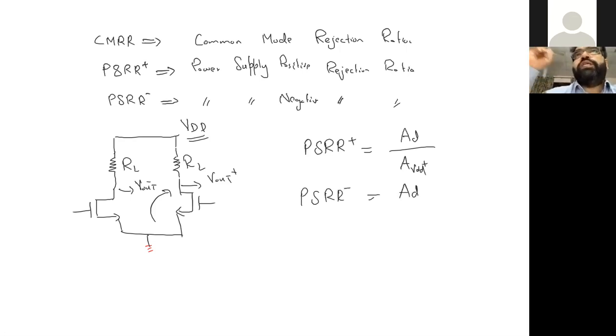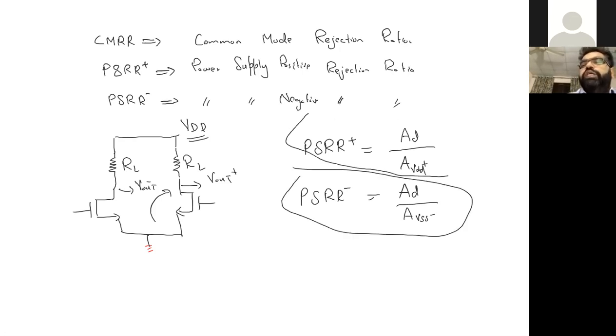अगेन डिफरेंशियल सिग्नल डिवाइडेड बाय A. नॉर्मली हम ग्राउंड को VSS भी कहते हैं तो AVSS लिख देते हैं. बट अगेन all of these variations are used. Again, this is very much important thing you should know कि PSRR क्या होता है, PSRR negative क्या होता है. You can again find कि किस तरह आप find कर सकते हैं. AD is already known to you. AVDD plus you can figure it out कि how you can find the AVD.